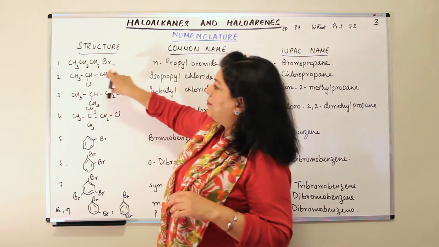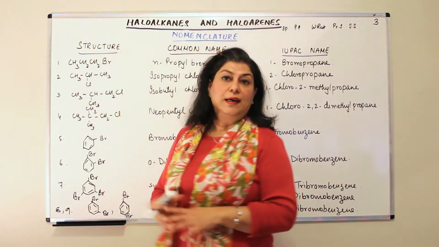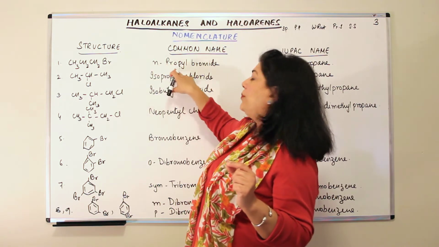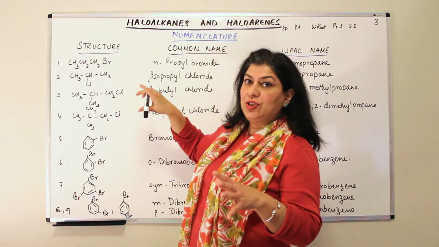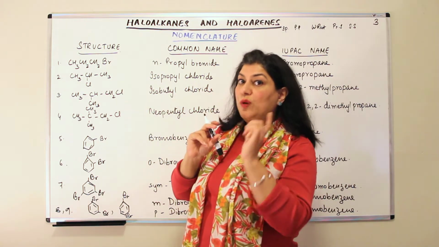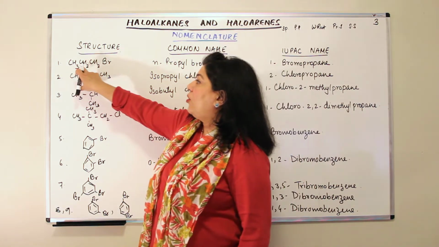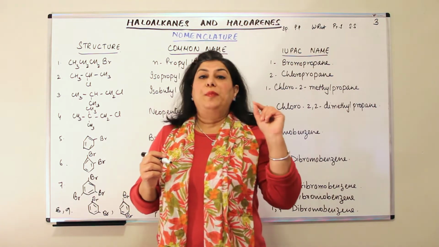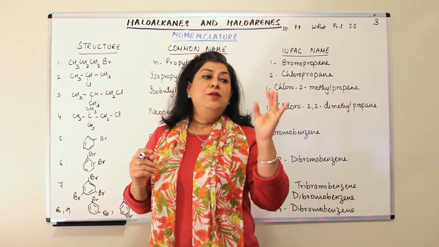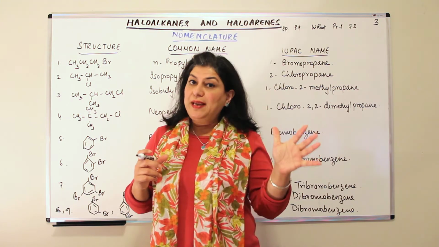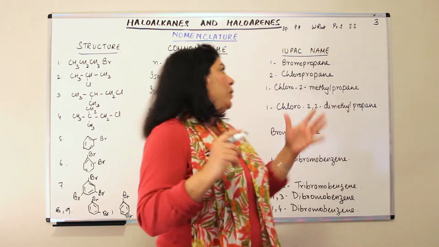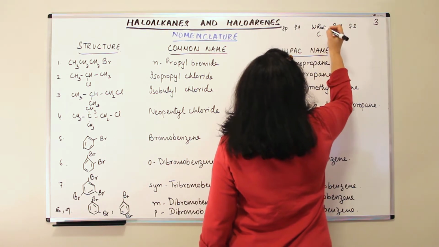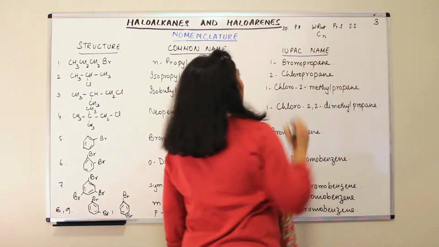For example, in this first compound, you have CH3, CH2, CH2Br, right? So the common nomenclature here is normal propyl bromide. But in IUPAC nomenclature, when we are going to name this, we are first going to focus on the word root. And the word root tells us to find the longest chain. It has 3 carbons. So for 3 carbons, the word root is prop. For 1, it is meth, 2 is eth, 3 is prop, 4 is but, 5 is pent, 6 is hex, and so on. So here the word root would be prop. So the word root gives you the number of carbon atoms, Cn, that is the number of carbon atoms.